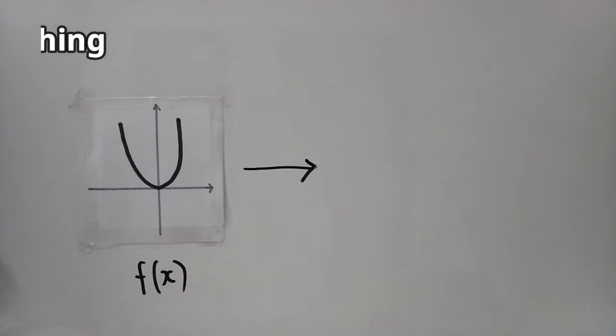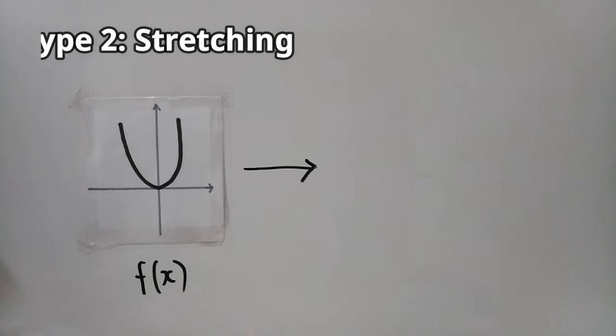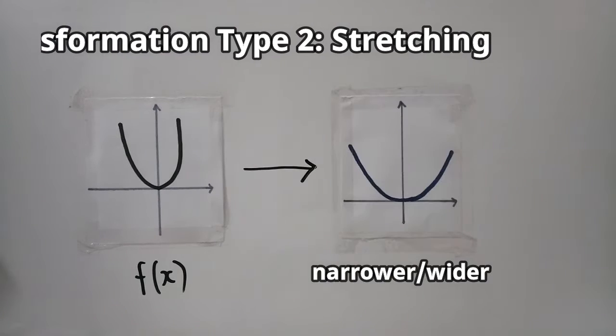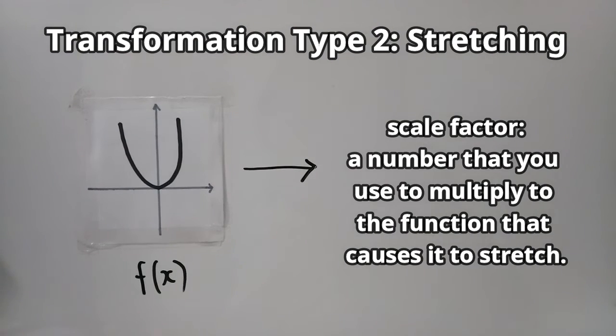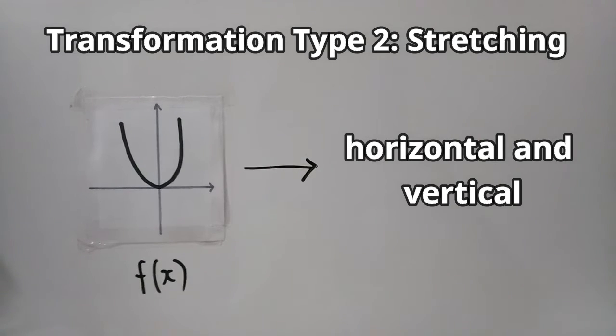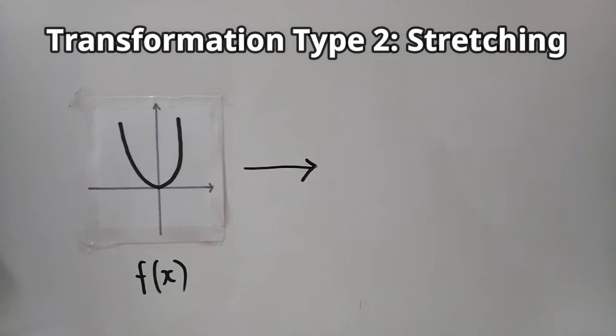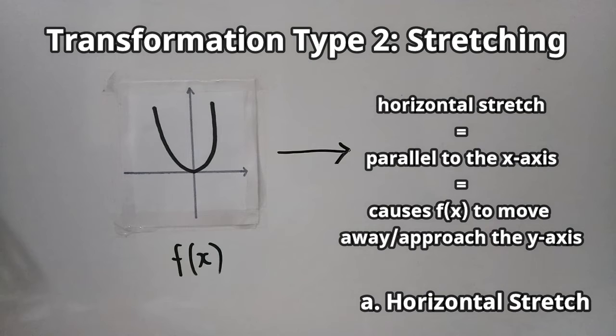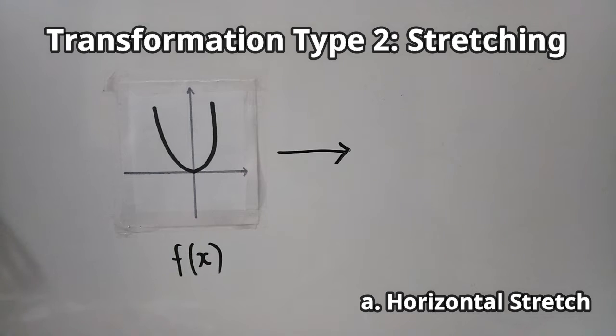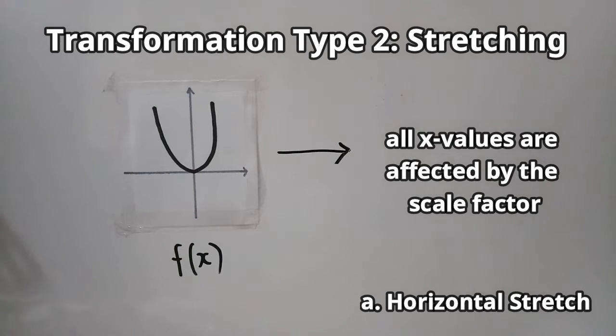Transformation type 2, stretching. A stretch occurs when the graph of a function becomes narrower or wider. A scale factor refers to a number that you use to multiply with the function that causes it to stretch. There are horizontal and vertical types of stretching. A. Horizontal stretch. A horizontal stretch occurs when the stretch a graph undergoes is parallel to the x-axis and causes it to move away from or approach the y-axis. All the x values are affected by the same scale factor.